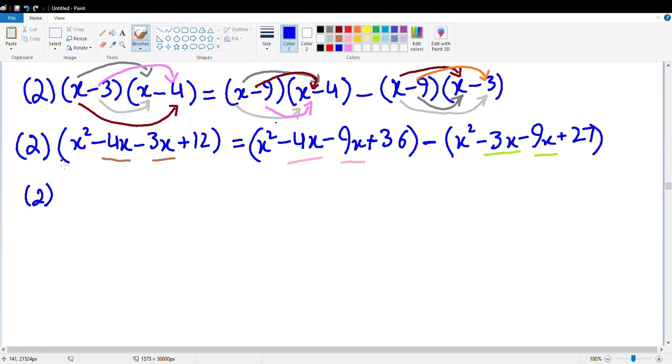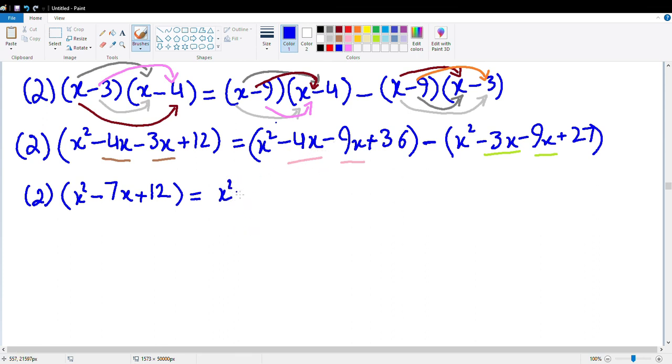So we have 2 over here. This just comes down, and we have x squared, and then minus 4x and minus 3x, when you sum them up, you get minus 4 minus 3 is minus 7, so minus 7x. And then we have plus 12 equals x squared again, and then minus 4 and minus 9.